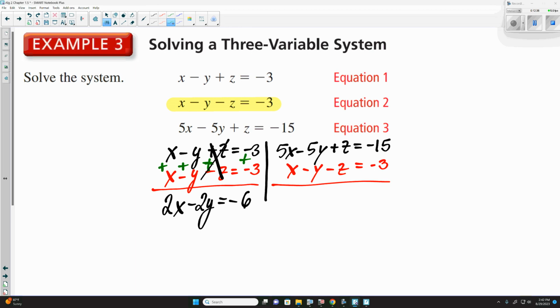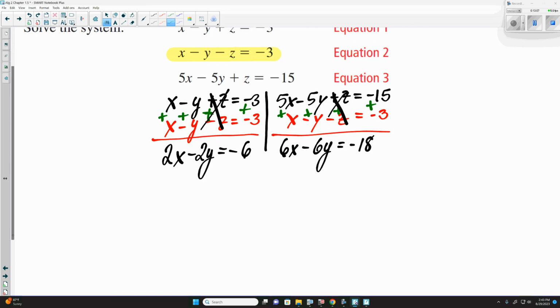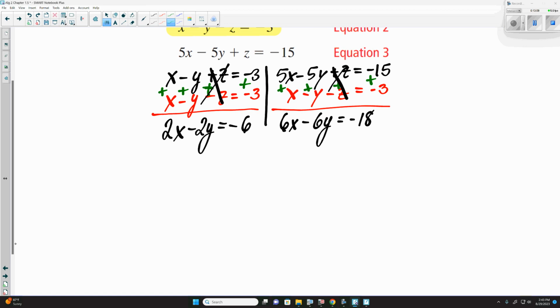Let's look at the next one, 5x. So we would, again, add. I don't know why I started reading the equation. Because the main part is z plus negative z is 0. Now if we go with the rest of them, 5x plus x is, negative 5y plus negative y is, negative 15 plus negative 3. So just like the first one we did, we now have two equations with two variables, yes? Which one do we want to eliminate next?